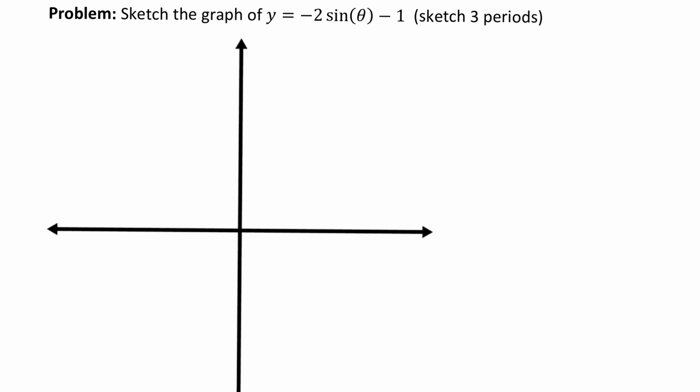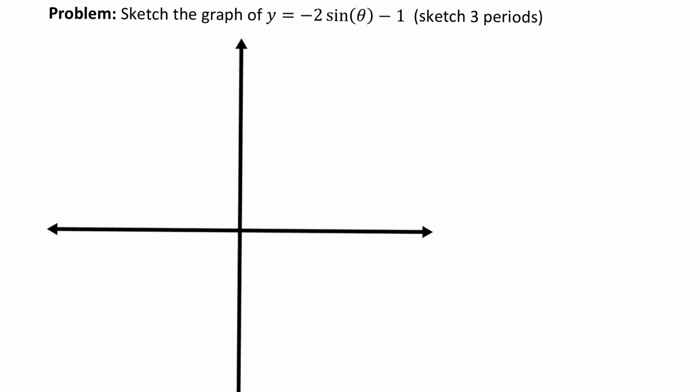All right, so here's an example right away. Let's go ahead and sketch this graph, and I would like you to sketch 3 periods. It's probably easiest to sketch them 3 to the right, but you could do 1 to the right, 1 to the left, and the initial period, whatever you want. So go ahead and pause the video and give it a try.